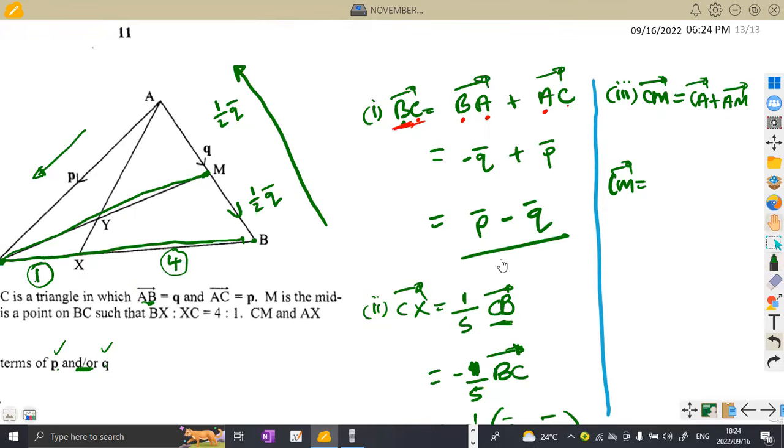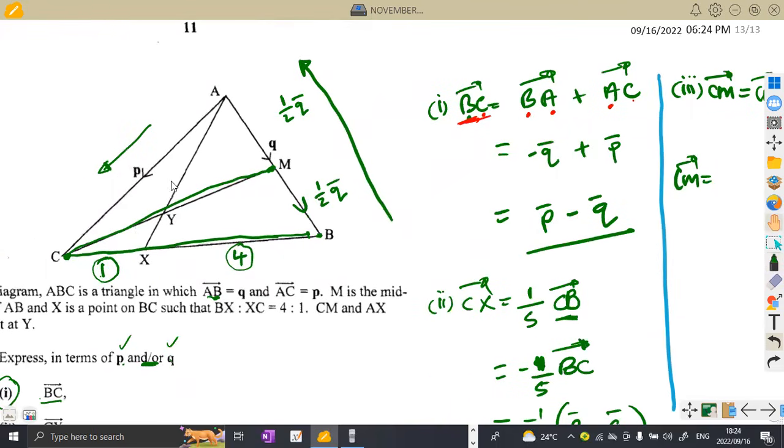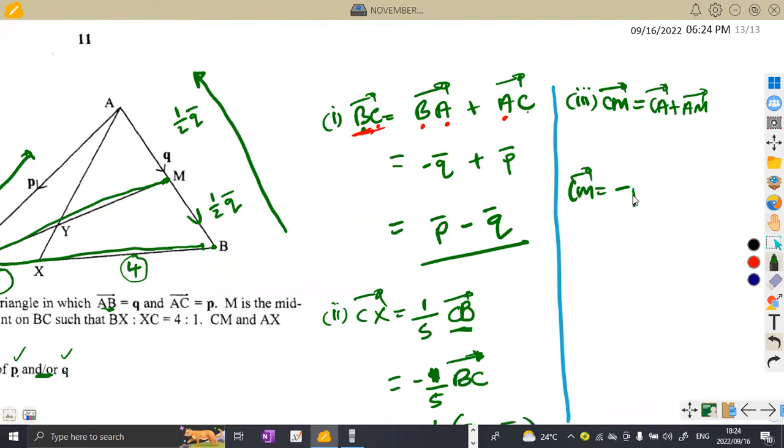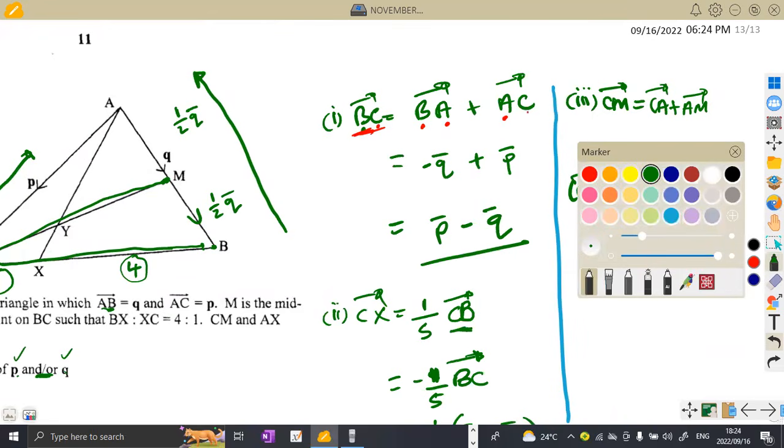Let us cross-check our direction. From C to A, we are opposing the direction this time. We are opposing our direction here. We are now going this way. Okay, so it's going to be negative P. So that would be negative vector P. Then A to M, as you can see, we are maintaining the direction this time.